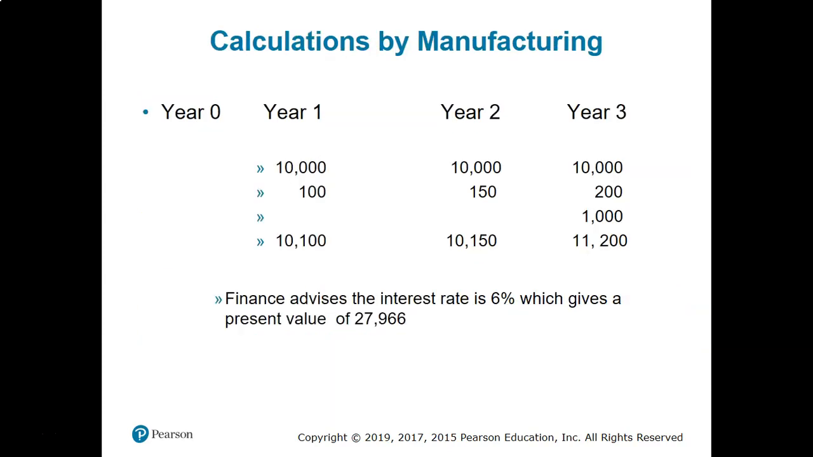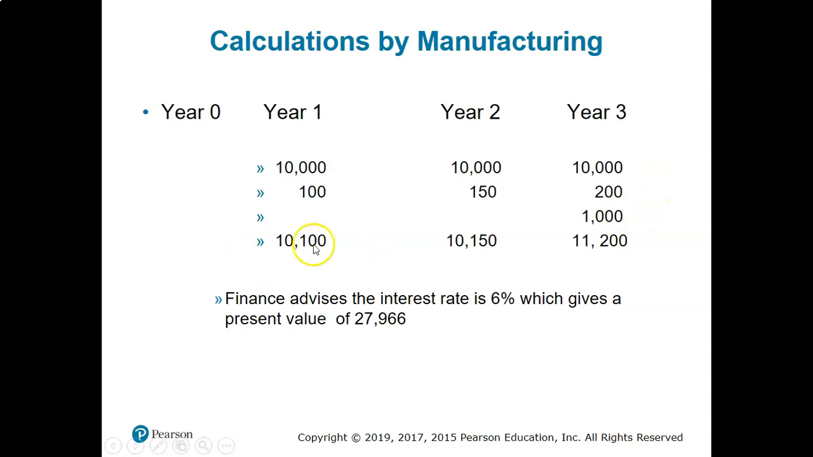So what would be the amount in total? In year 0, you are not paying anything. At the end of year 1, you are making a 10,000 fixed payment, and then second year 10,000, third year 10,000. And based on the use, 100 at the end of first year, 150 at the end of second year, 200 at the end of third year. And finally, the guaranteed lease payment is 1,000 at the end of third year.